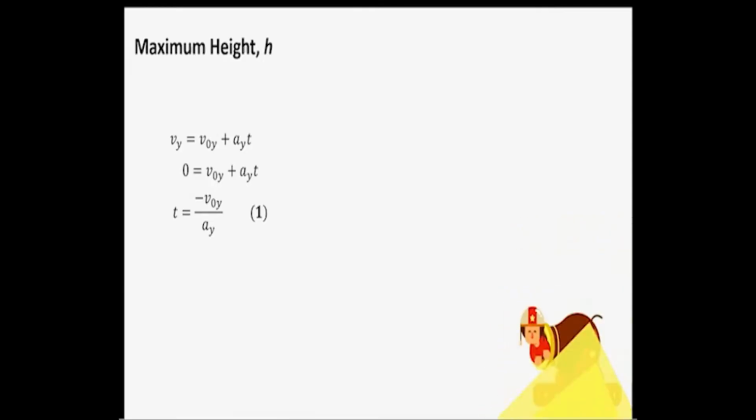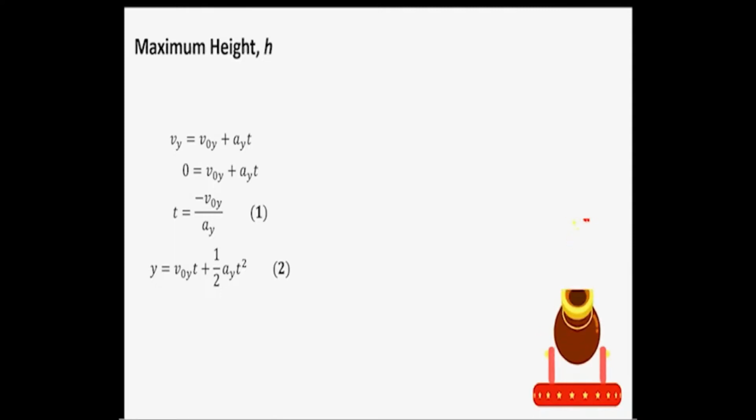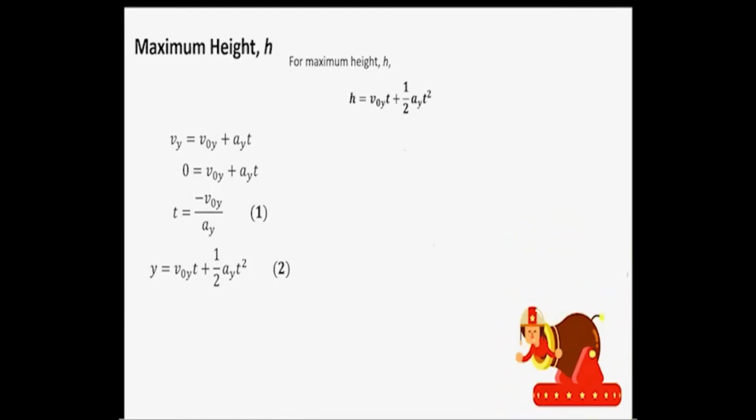From this, let's derive the equation for time by transposing and dividing both sides by a sub y. t is equal to negative v sub 0y over a sub y. Okay? Now, let's also recall that for vertical position, our formula is this one: y is equal to v sub 0y t plus 1 half a sub y t squared. So, for maximum height h, you can utilize this equation. We just replace y from equation 2 with h to represent maximum height. So, you can utilize this if you already have the time.